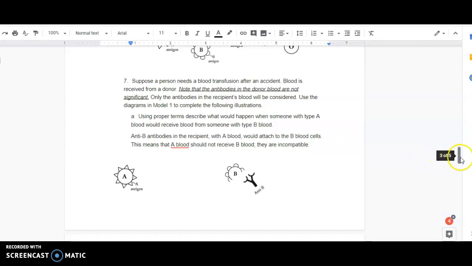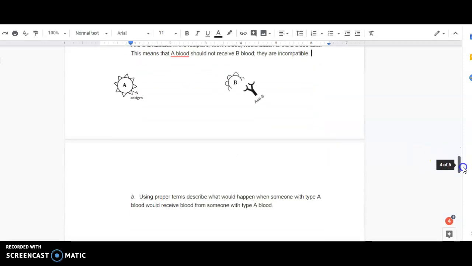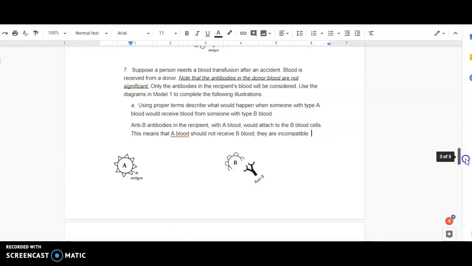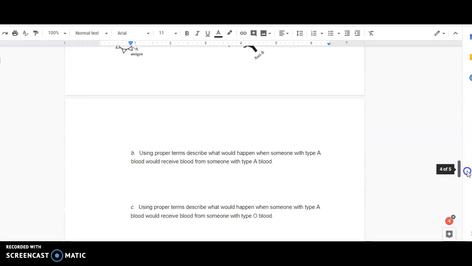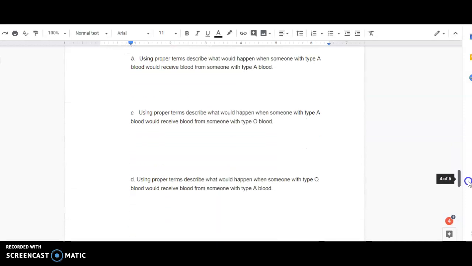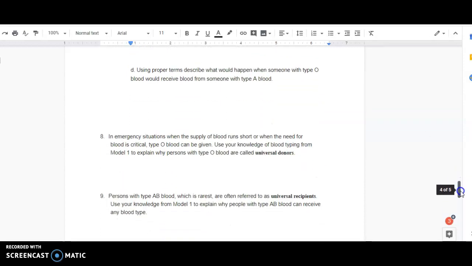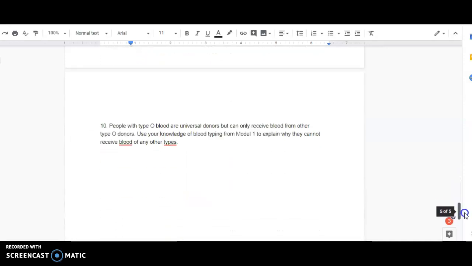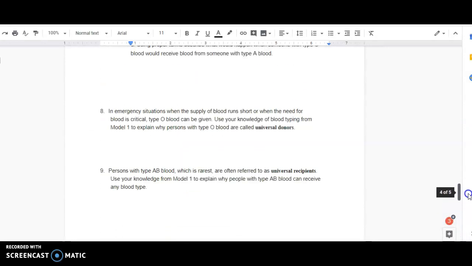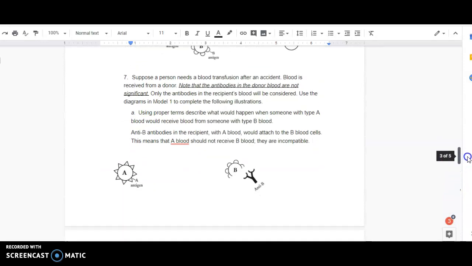Sometimes it can be confusing, so please do not hesitate to send me an email if you have any questions. You'll see that the next few questions under question 7, B, C, and D, they're the same type of question. It's just using different types of blood type to see if A is compatible with O, or if O can receive from A, so on and so forth. And then there's just a few more questions left about blood type. So hopefully you guys will do okay with it.